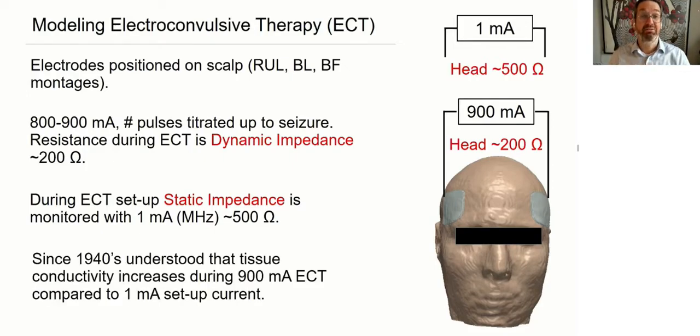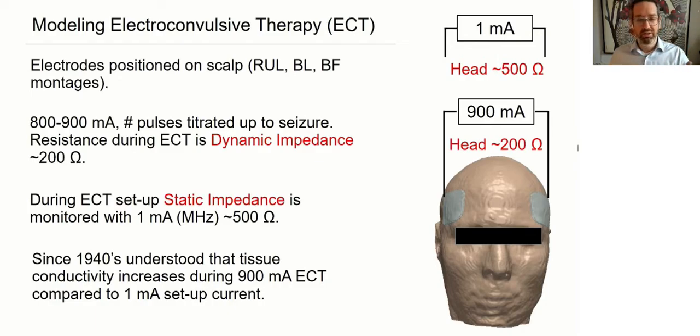And this is a very, very old idea. In fact, people have known about it since the first use of ECT, where people were using voltage-controlled stimulation. So it's a very old idea. But the question is why? Why did the head resistance suddenly change?